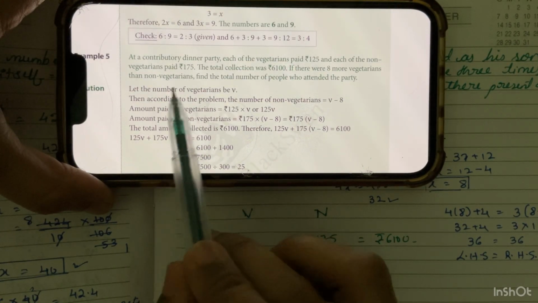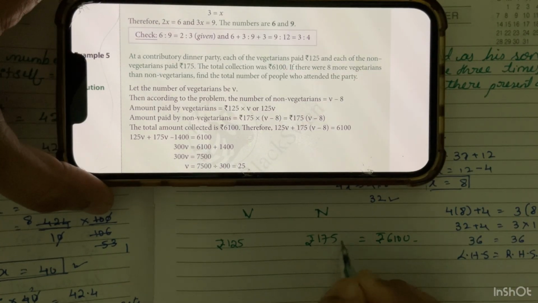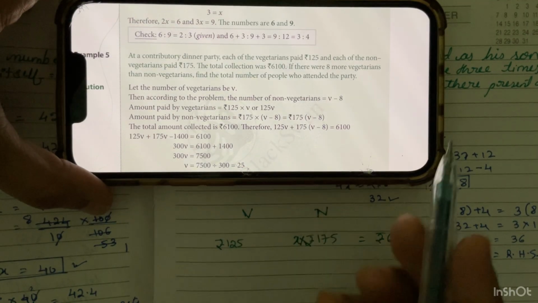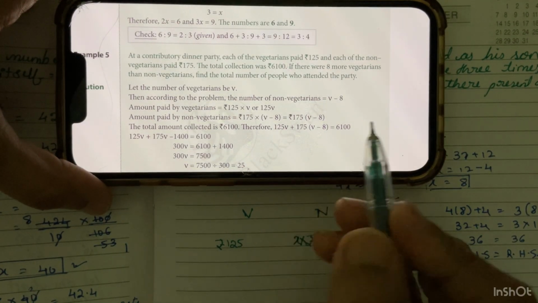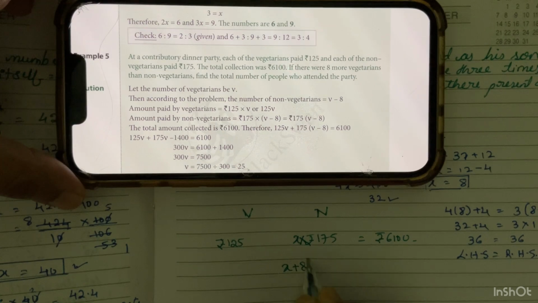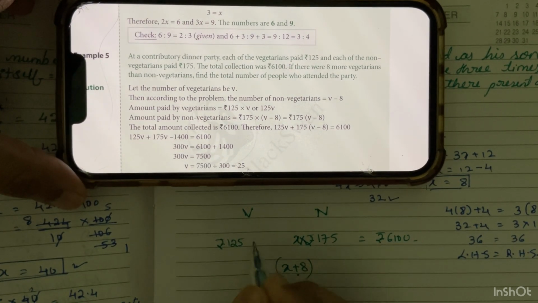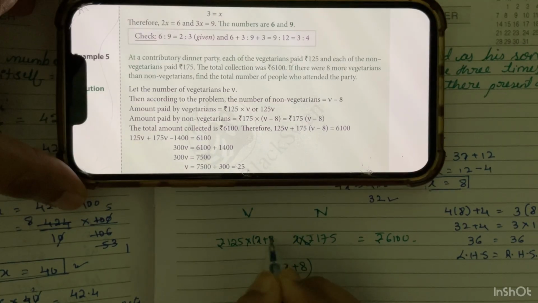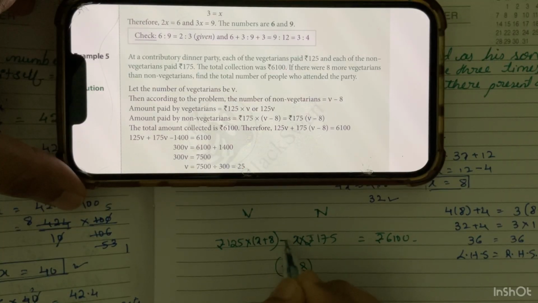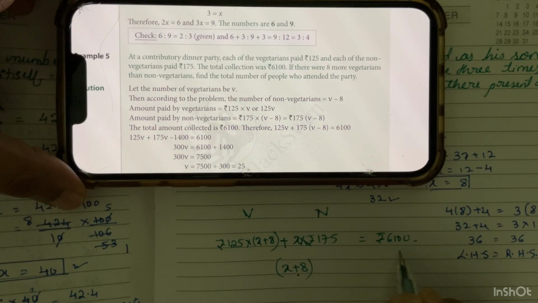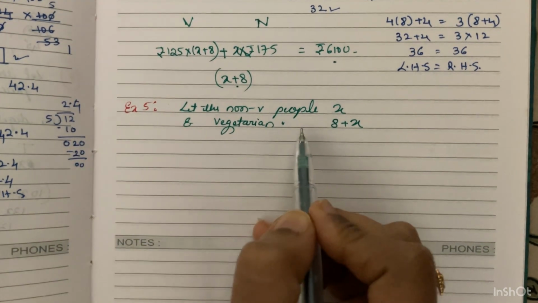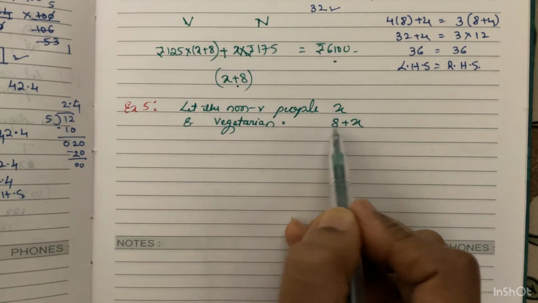So for the non-vegetarian people, let it be x. In that case, for the vegetarians, because there are 8 more compared to non-vegetarians, it will become x plus 8. We need to multiply these with the payments and add them, and when we add we get the total amount, that is 6100. So let the non-vegetarian people be x and the vegetarian people be 8 plus x. Why? Because there are 8 more than non-vegetarians.